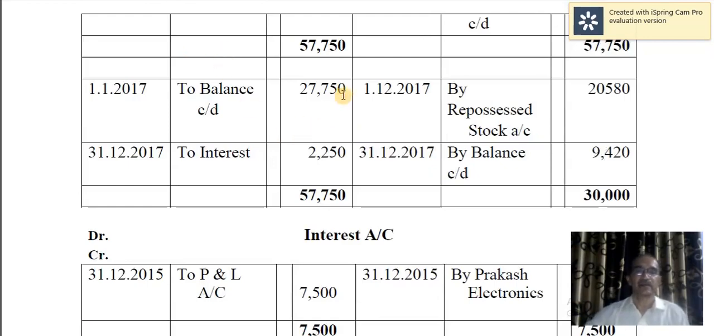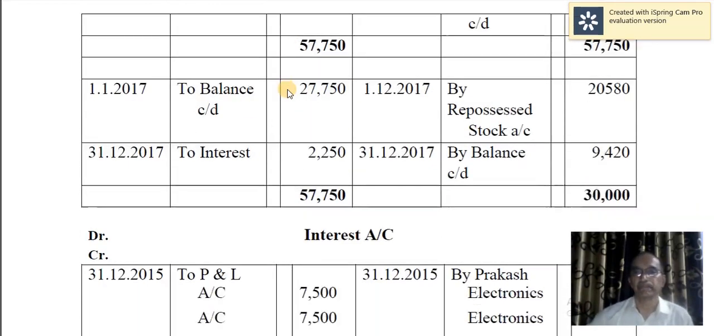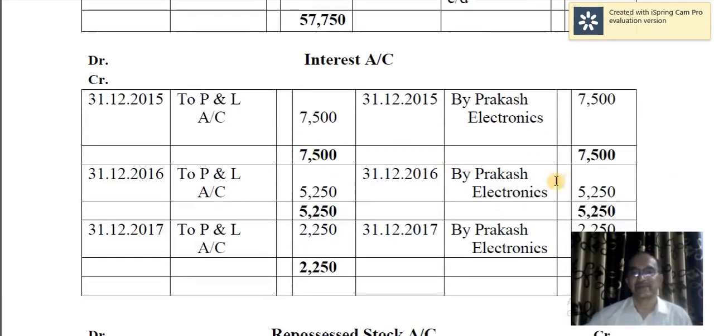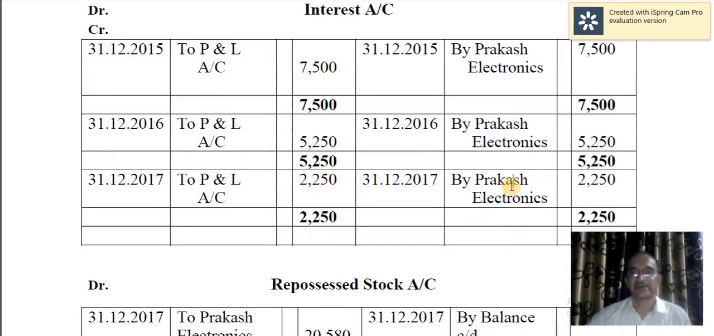And then interest account. Interest is an income for us, so interest account is credited by 7,500, debited to Prakash Electronics Udupi, and interest account is closed by transferring the balance to profit and loss account. Second year interest is 5,250, same entry, but amount is different. It is closed by transferring that to profit and loss account. Third year also interest due is 2,250 by Prakash Electronics, and it is transferred to profit and loss account because interest account is a nominal account that should be closed at the end of accounting year.